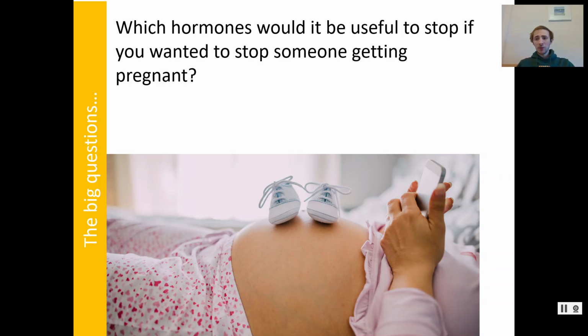Now let's make it a little bit even more difficult. Which of those hormones did we say would prevent FSH being released? Well, hopefully you remember it's estrogen and progesterone. So if your body is full of estrogen and progesterone, you won't have any FSH released. So, a lot of the hormonal contraceptives we're going to talk about contain estrogen or progesterone or both in order to prevent FSH being released, in order to prevent an egg being released. And if there's no egg, there can be no pregnancy.